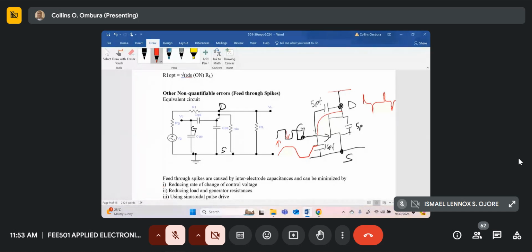The other thing, number two, is to decrease the load and the generator resistance. Decrease the load and generator resistance. Now, for you to be able to see that, you can imagine that you've resolved the square wave into its harmonic frequencies. So you can use linear circuit analysis to analyze the circuit.